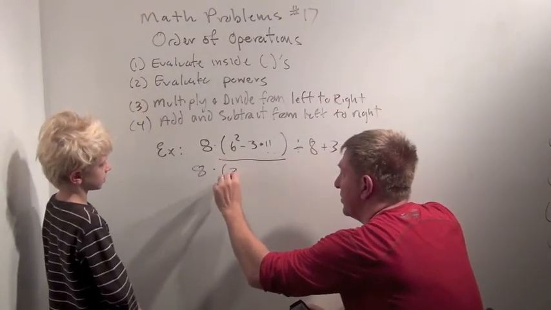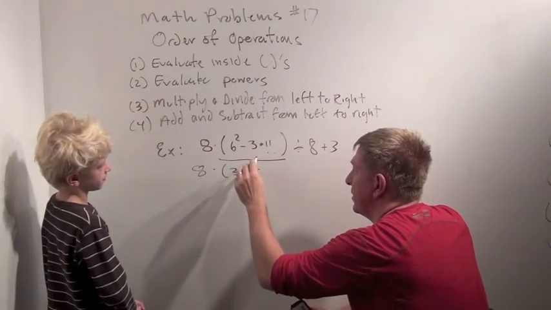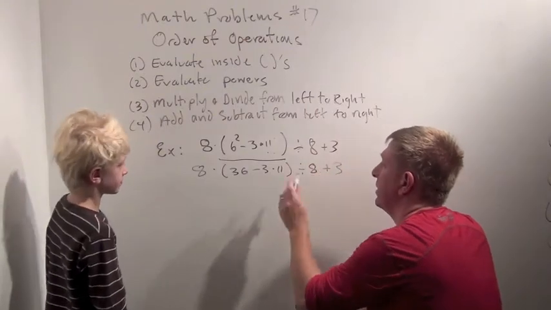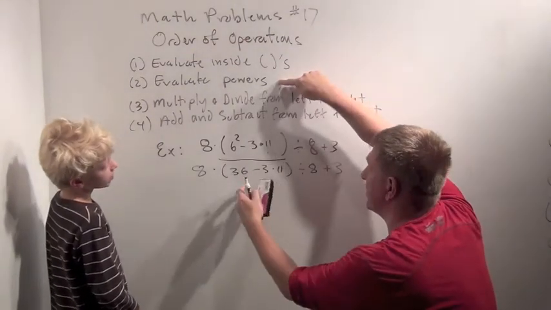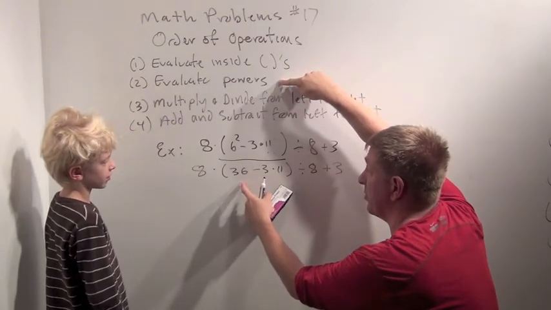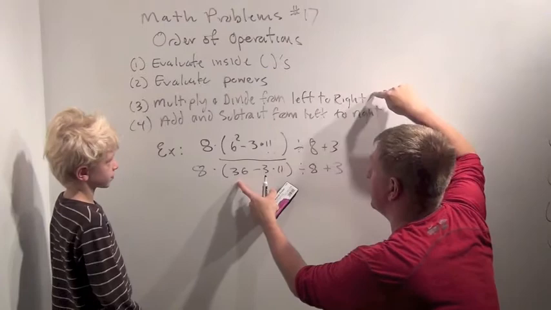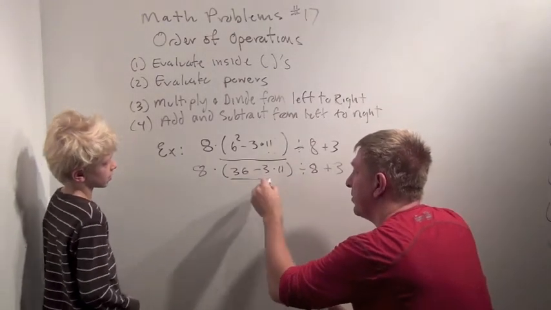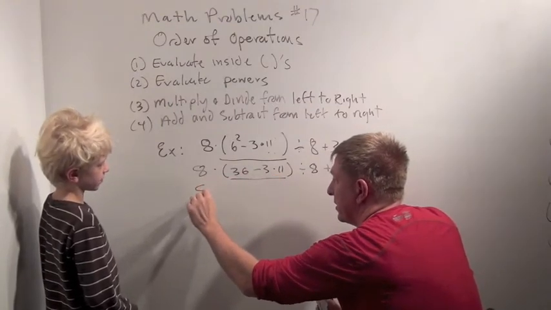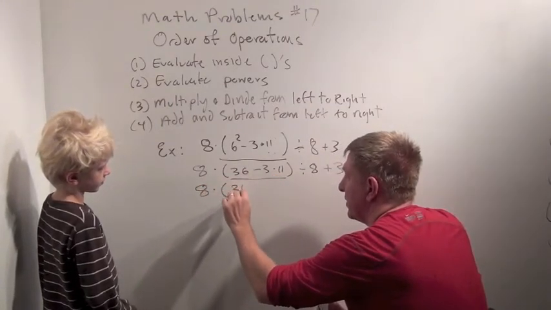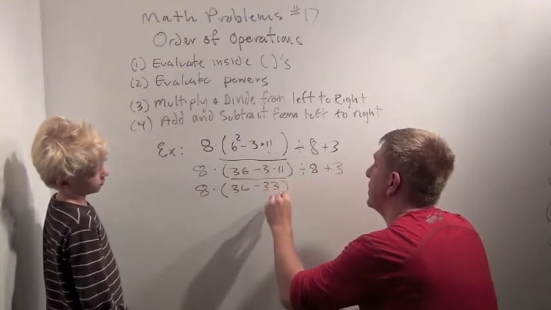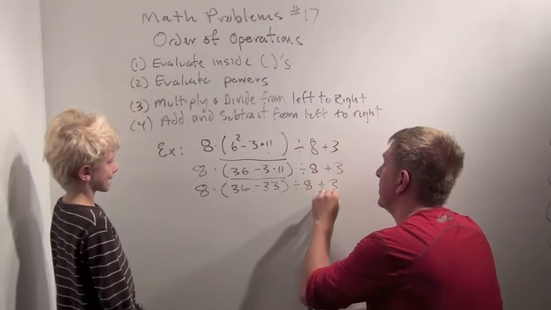36. This is 8 times 36 minus 3 times 11, divided by 8 plus 3. Are there any more powers inside the parentheses? No. So now it says multiply and divide from left to right inside the parentheses. 3 times 11 is 33. So this is 8 times 36 minus 33 divided by 8 plus 3.